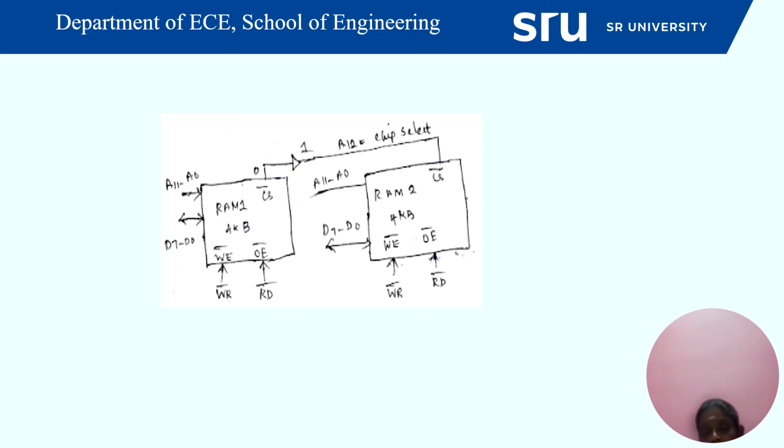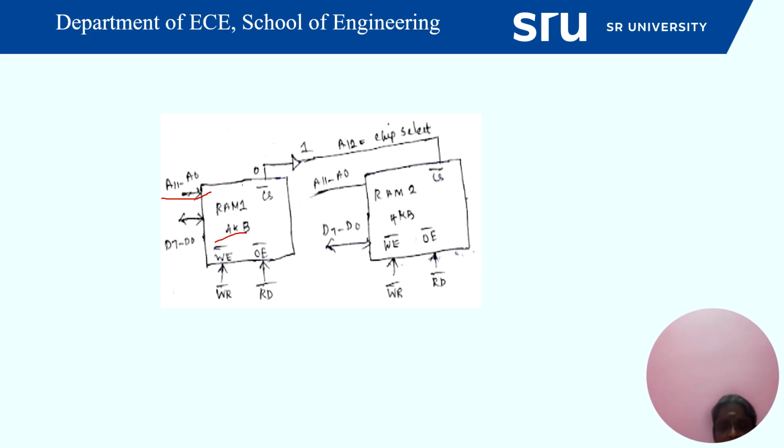Next one, RAM. How are the two RAMs connected? RAM 1 is 4 kilobyte. Similarly, the chip select bar pin is taken from A12, the 12th address line, 0. For the second RAM, it is 1, so it is inverted and given to the same CS bar pin. RAM 2 is also 4 kilobyte, like RAM 1. So here the address lines are A11 to A0, and D0 to D7 data, which is bidirectional. Here A0 to A11, in the previous slide A0 to A12.